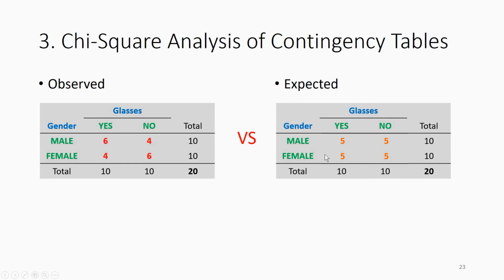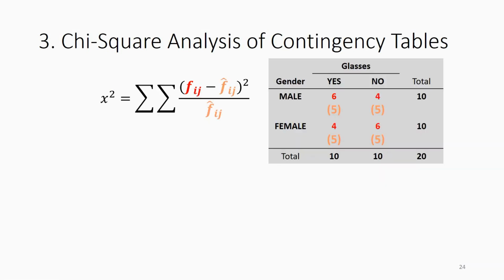So if you just look at the numbers, you know that there are some differences. So the next question is whether the differences are significant. We use exactly the same formula to calculate. You just calculate the difference between the observed minus expected, square it, then divide by what you expected for the first category. Then do the second one, the third one, the fourth one. Sum them up, then you will get the chi value.